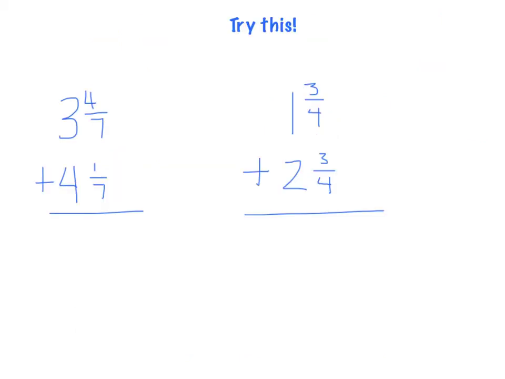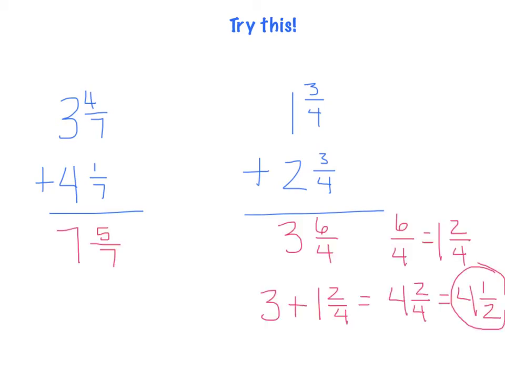Okay, here are a couple to try. Make sure you pause the video while you do these on a piece of paper. When you unpause the video, you're going to see the answers and the work revealed. Okay, here you go. 3 4/7 plus 4 1/7 equals 7 5/7. 1 3/4 and 2 3/4 altogether equals 4 1/2. Remember, you have to have it in lowest terms.